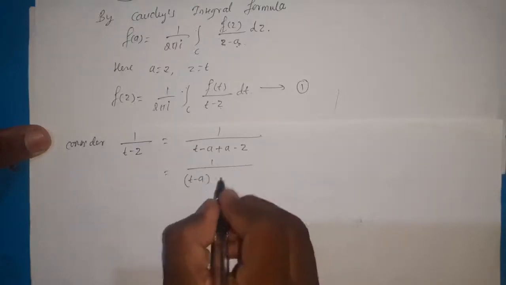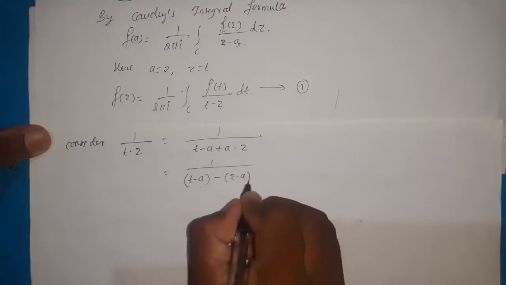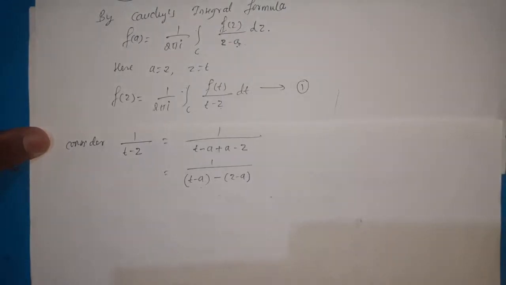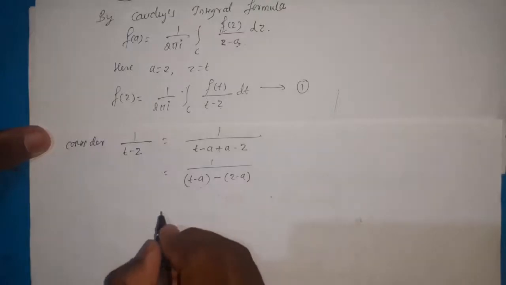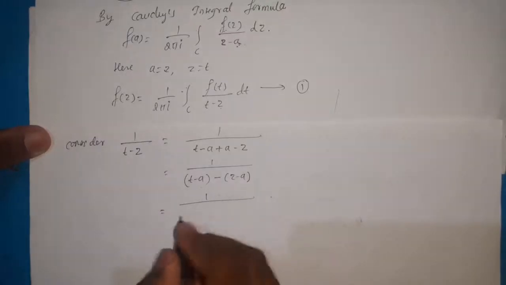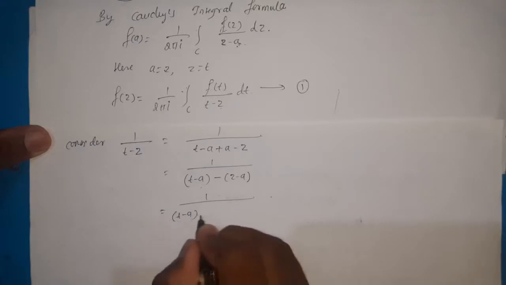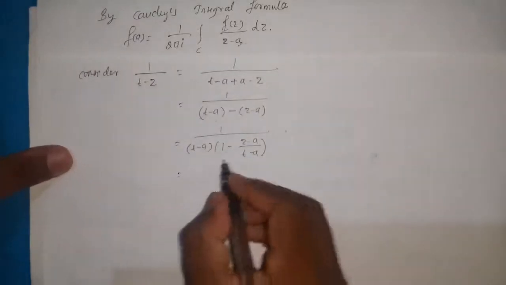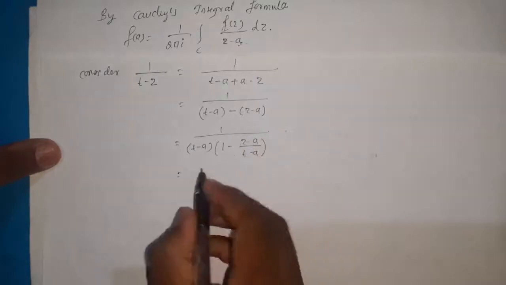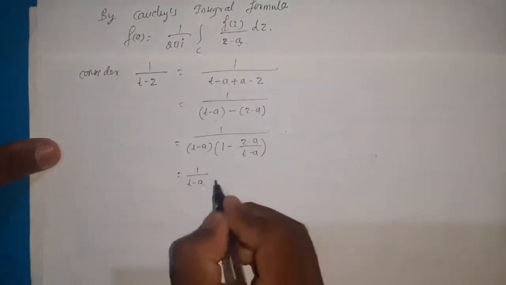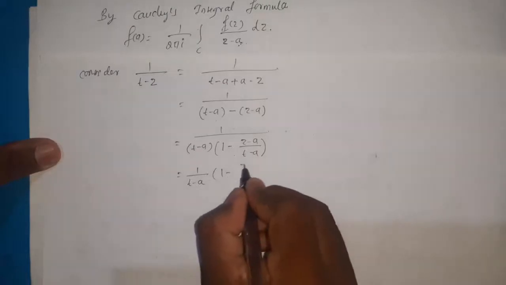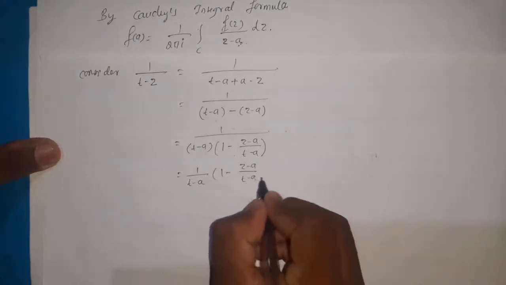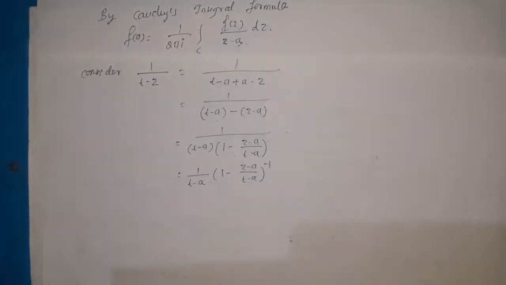minus a. Here taking minus common we get z minus a, and from this 1 divided by, let us take that t minus a common, then remaining 1 minus z minus a divided by t minus a. Then let us take this term to the numerator. So that becomes 1 divided by t minus a into 1 minus z minus a divided by t minus a whole power minus 1.